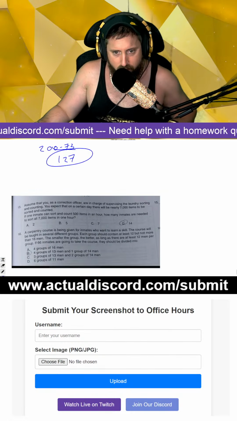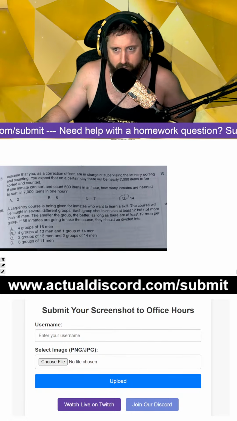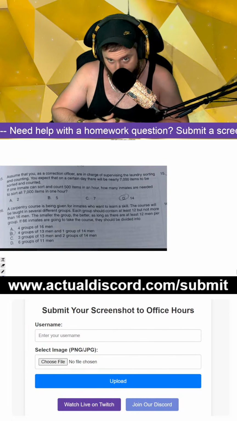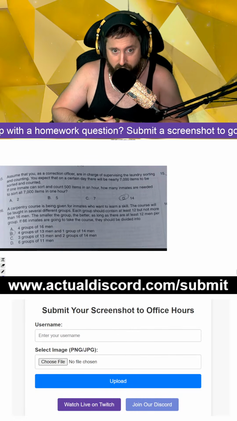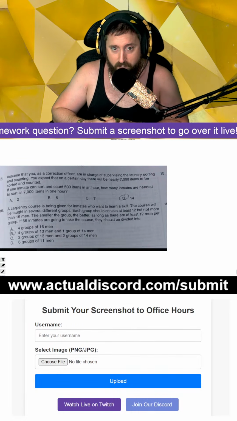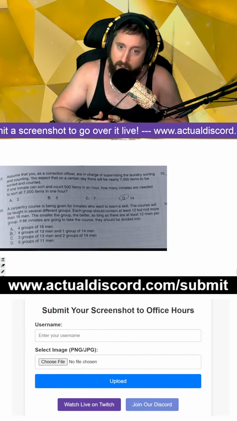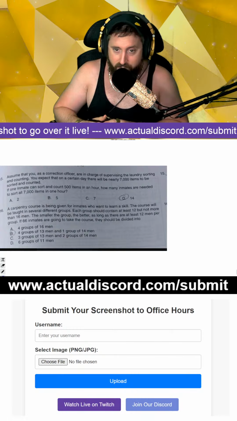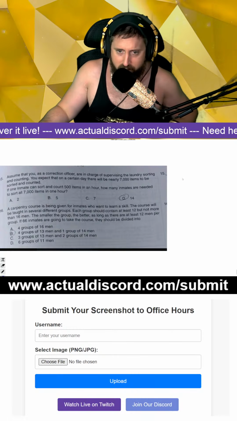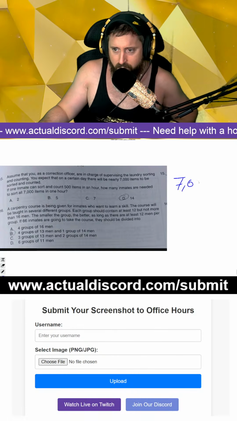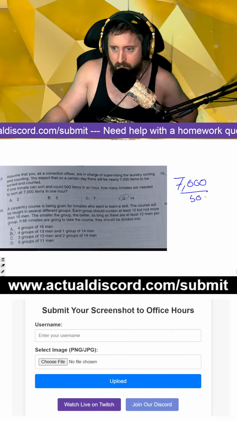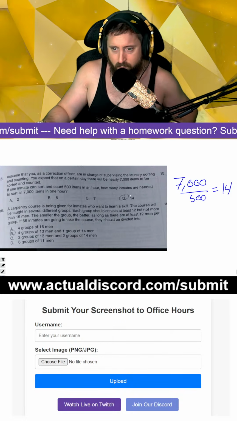Okay, assume that you, as a correction officer, are in charge of supervising the laundry sorting. You expect that on a certain day there will be 7,000 items to be sorted and counted. If one inmate can sort and count 500 items an hour, how many inmates are needed to sort all 7,000 in 1 hour? Okay. Well, let's just do 7,000 divided by 500, which is 14. Cool.